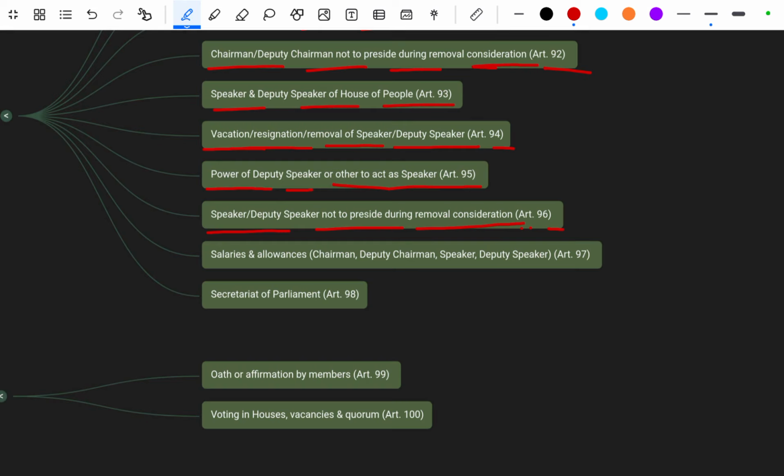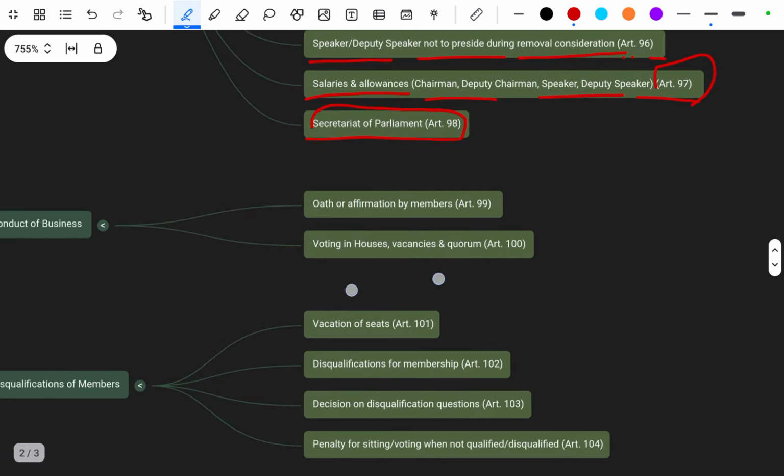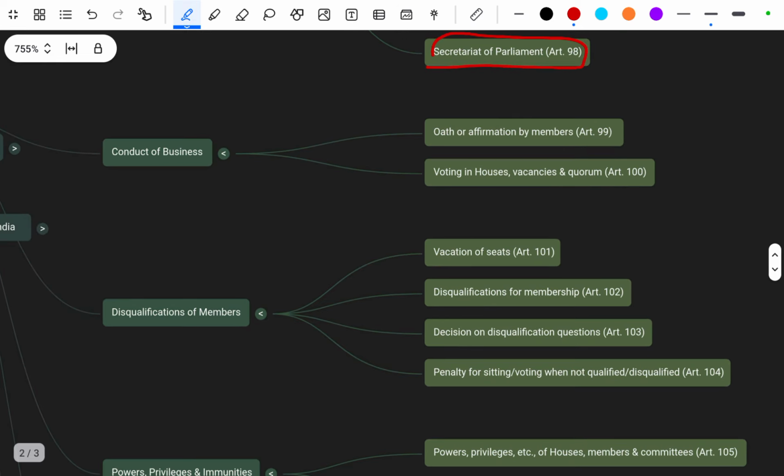Okay. So next is the salaries and allowances of the chairman, deputy chairman, speaker and deputy speaker, mentioned in Article 97. Secretariat of the parliament, that is also mentioned in Article 98. Okay. Next we are moving toward the conduct of the business.